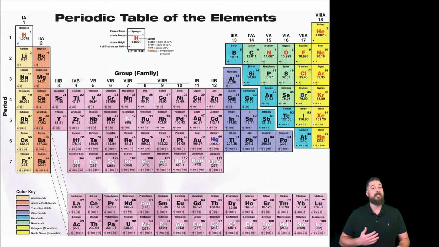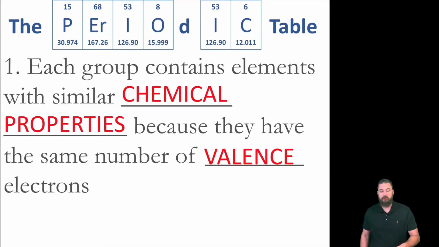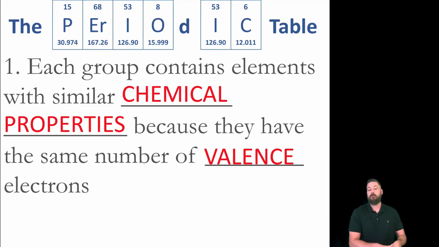Those tend to all behave the same. They have the same properties. The second column, which is the alkaline earth metals, those tend to have the same properties as well. And that trend occurs throughout the whole periodic table, even to the last column there, where the noble gases all behave the same. You'll see that each group contains elements with similar chemical properties.